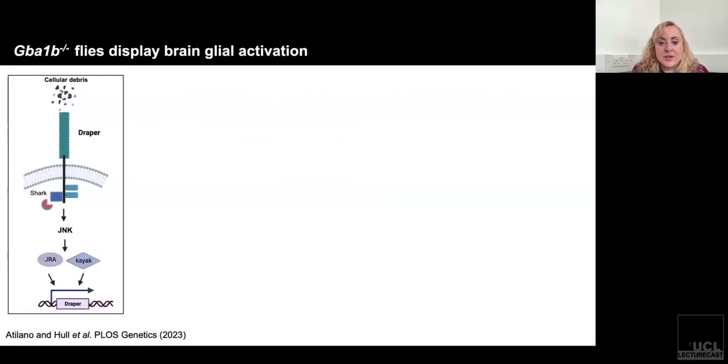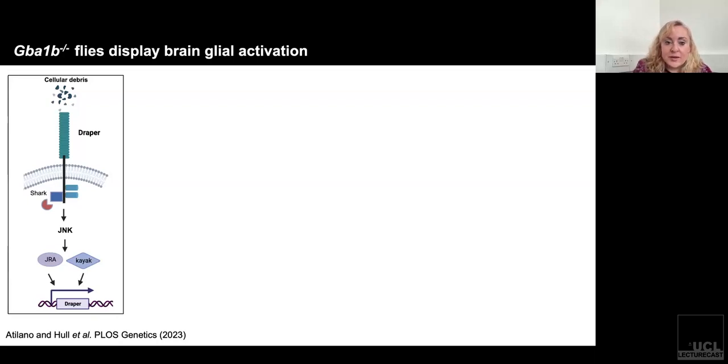We then turned our attention to a different form of innate immunity, that being cellular immunity, and we focused particularly on the function of a well-conserved glial immune pathway, which involves a receptor called DRAPER, which is MEGF10 in mammals and humans. So DRAPER is a phagocytic receptor which is found on the surface of glia in the fly brain, and it's responsible for the phagocytosis of cellular debris. And therefore, it's considered a good marker of glial activation in the fly brain.